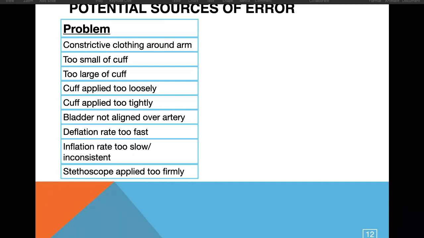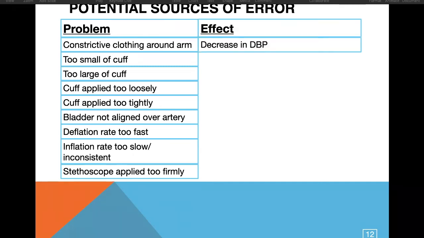All right, let's see how you did. So constrictive clothing, pushing that sleeve up nice and tight, causes a decrease in the diastolic blood pressure. So instead of getting a diastolic blood pressure of say 80, you end up getting a diastolic blood pressure of maybe 76 or 78.